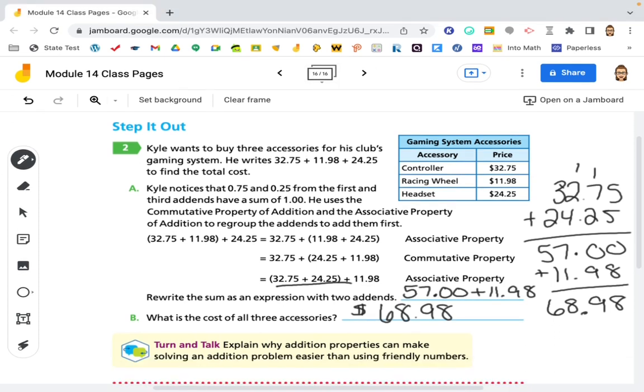So that is all for today's lesson. Hopefully you are now able to add and subtract decimals by using reasoning and strategies involving addition properties or friendly numbers. And remember, in order to be a math person, all you have to do is be a person and do math.